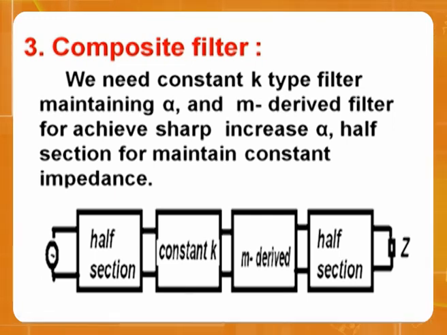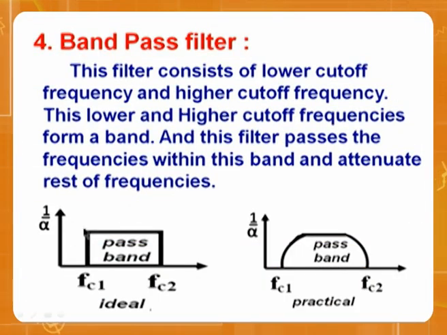So this is about my concept about the third filter called composite. First one is high pass, second one is low pass, third one is composite. Fourth point, band pass filter. Band pass means it passes only the center one; below and after it will be attenuated. That is the band pass filter.